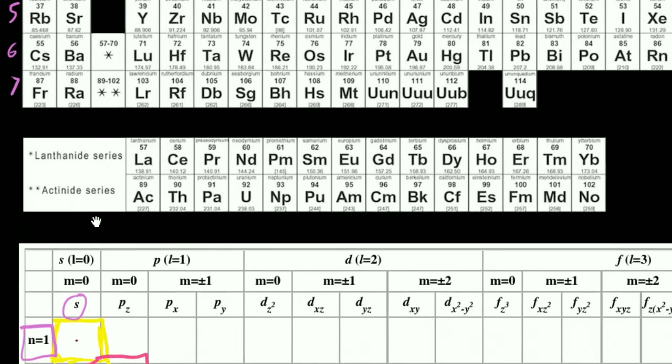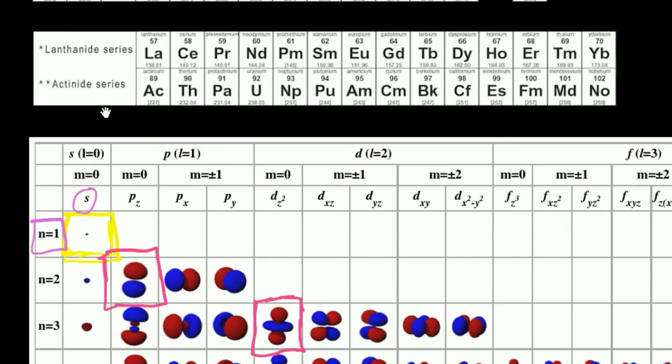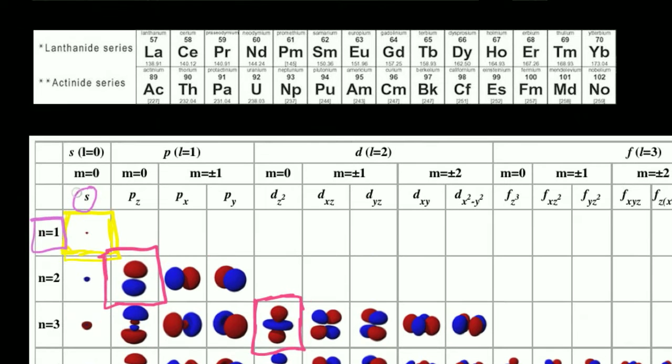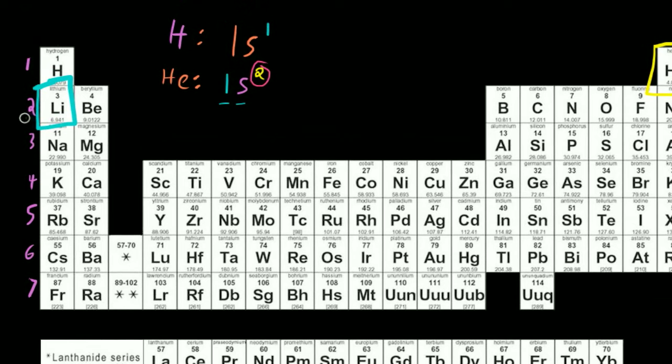The first thing to realize, and let's go down and look at our chart, is that we are still operating within the realm of this s orbital. We haven't started to venture out into these other strange looking orbitals yet. But now, what's the big difference? Well, the big difference is that we're down on the second period now that we're looking at lithium.